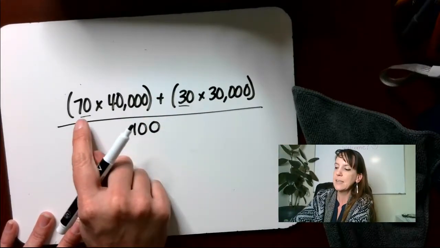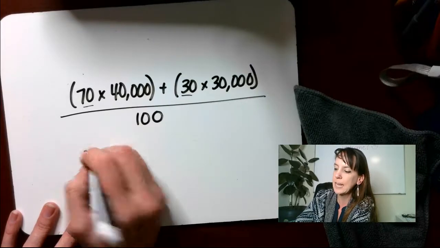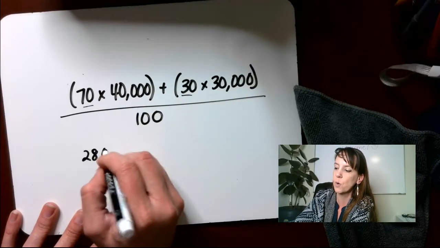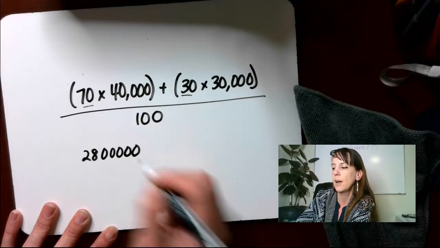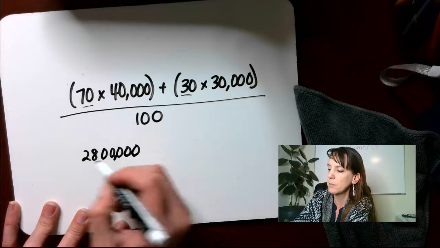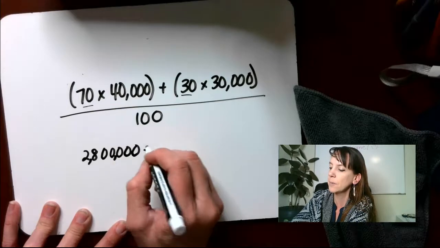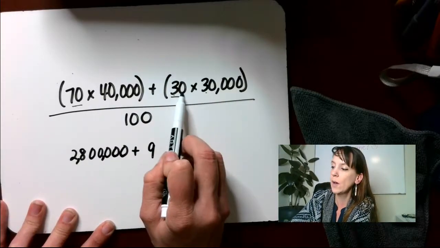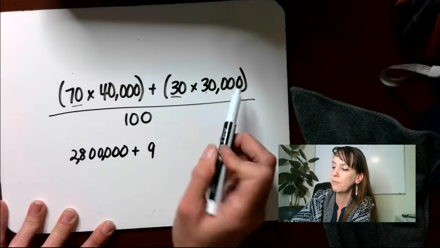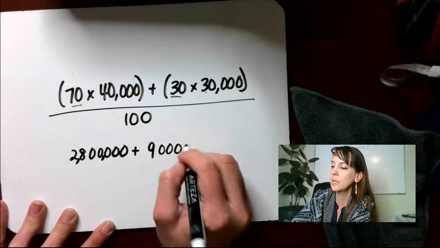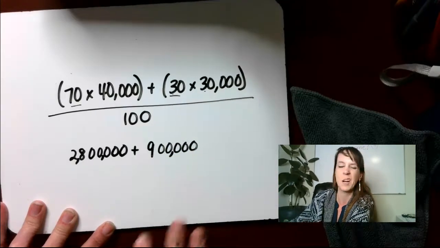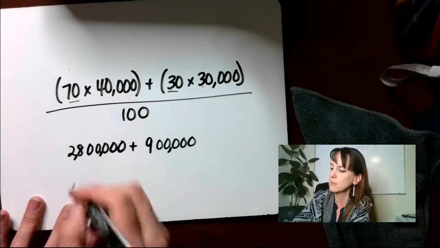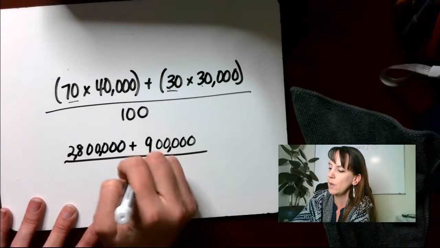Okay, 7 times 4 is 28 with 5 zeros. I'm going to throw some commas in there just to make life a little easier. Plus 3 times 3 gives us 9 with 5 zeros. Again, throwing some commas in there. Okay, so, messing with my bangs. That's what I get. All right, 100.